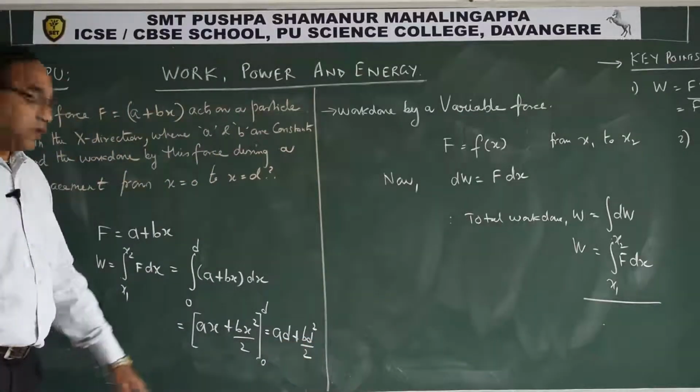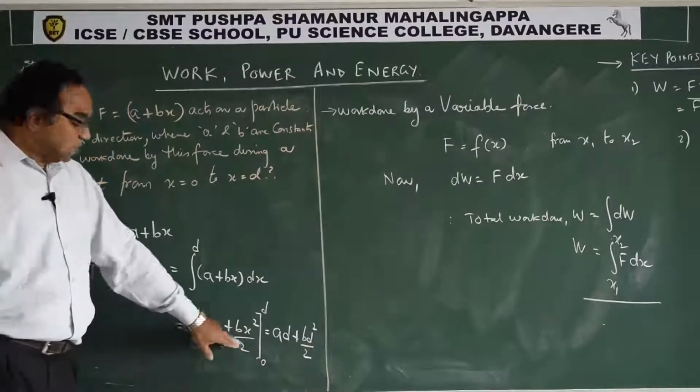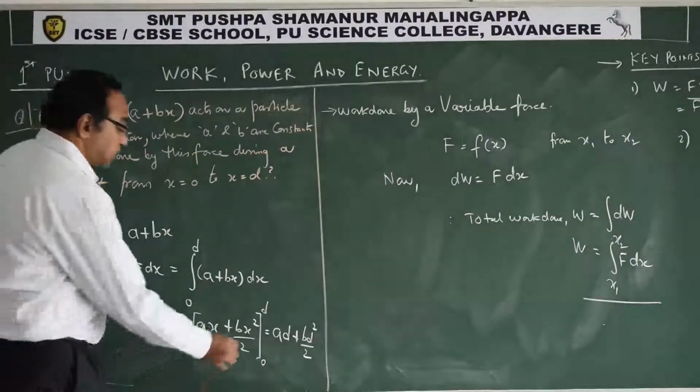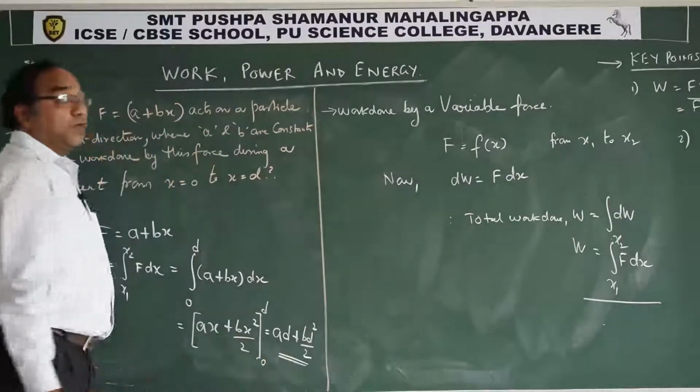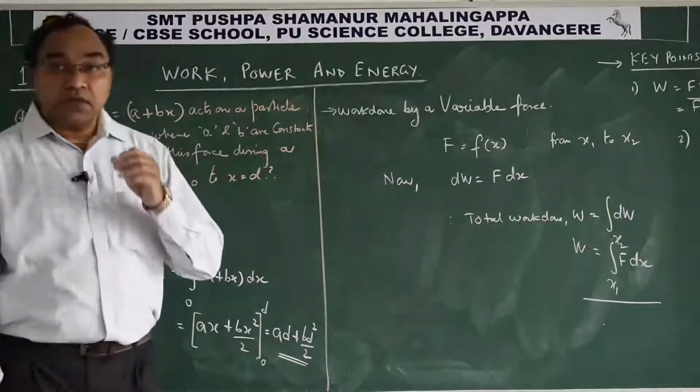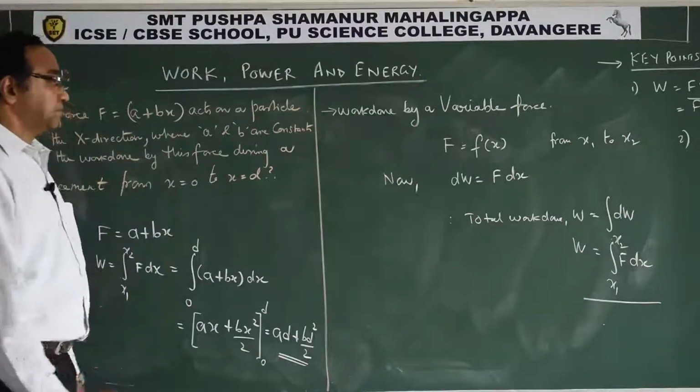Because the lower limit is 0, it will become 0. This is exactly how we can find out work done when it is given in the variable form.